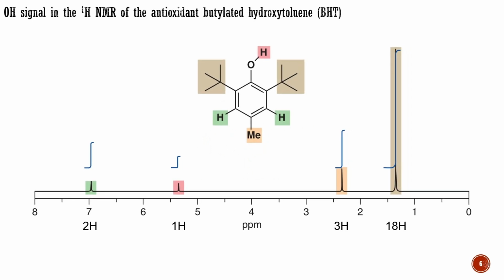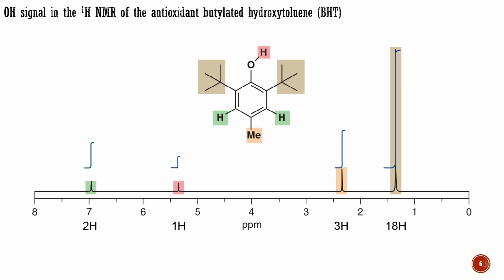Protons directly attached to oxygen, nitrogen, sulfur, or any other heteroatom also have signals in the NMR spectrum. I have avoided them so far because the positions of these signals are less reliable and because they are affected by proton exchange. The proton NMR of the antioxidant BHT is very simple, consisting of just 4 signals with integrals 2, 1, 3, and 18.